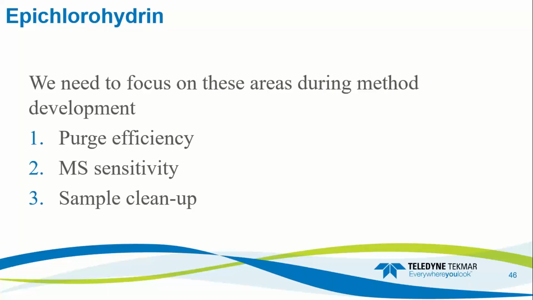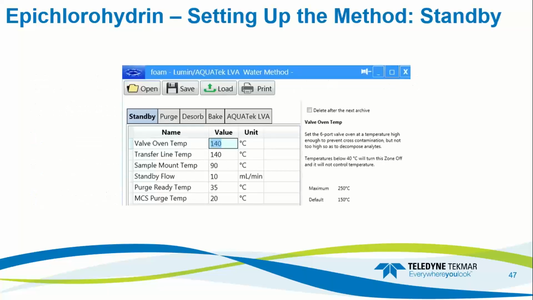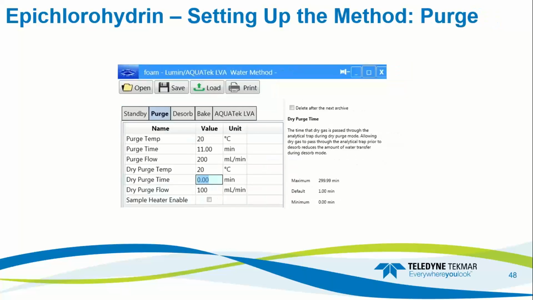Since this is tested in finished drinking water, the method's created on the Lumen. So all method parameters on this standby tab are default. For this method, we use the 10x 1A trap, which you can use dry purge for with that trap, but we didn't in this application note, just to highlight the Lumen's moisture control system and how it can adequately remove moisture without the use of dry purge. But if you feel like you need to use dry purge, 1 to 2 minutes should be good.